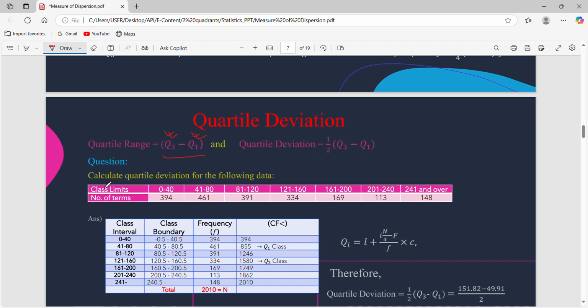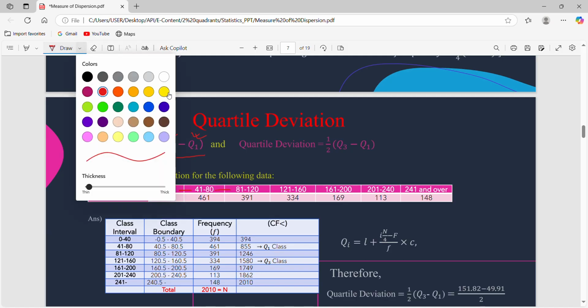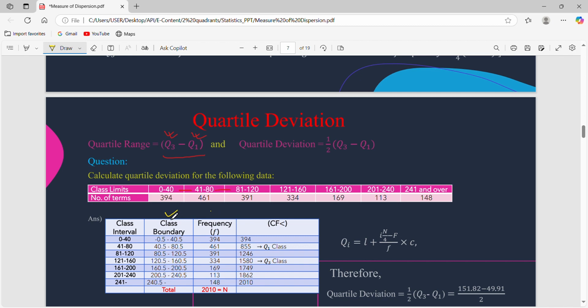So here the question is: calculate the quartile deviation for the following data. The data are 0 to 40, 41 to 80, 81 to 120, 121 to 160, 161 to 200, 201 to 240, 241 and over. Here there is a gap, so we have to remove the gap. For this, first we use class boundaries: 0.5 less, 0.5 more. In this way we can easily remove the gap.